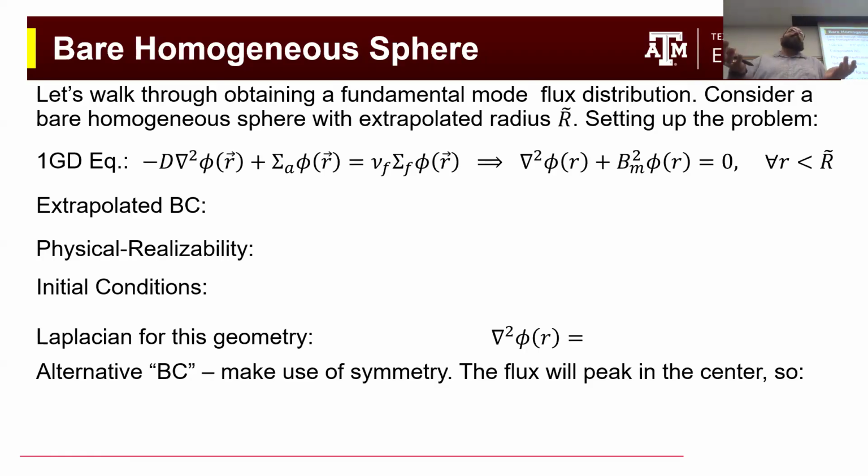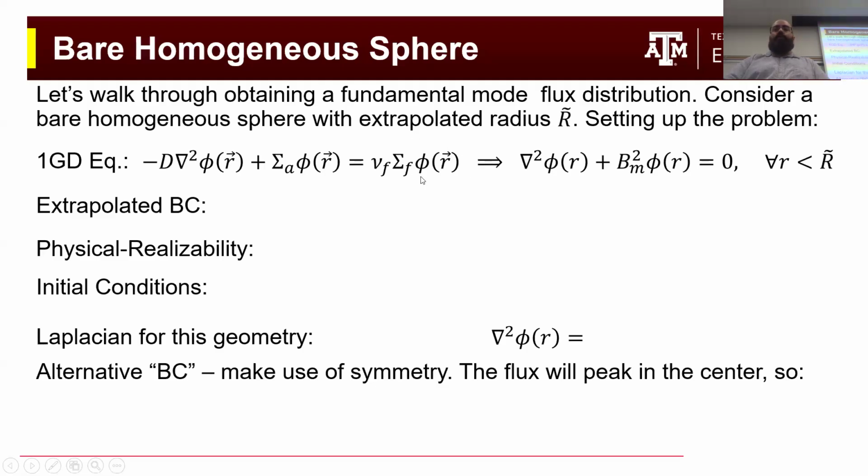It's like a steady state problem when you're looking for a fundamental mode flux distribution. So this would be the one group diffusion equation with the d by dt term canceling out because it's in steady state. And then it's common when you're solving these diffusion problems to group everything that has a flux by itself together.